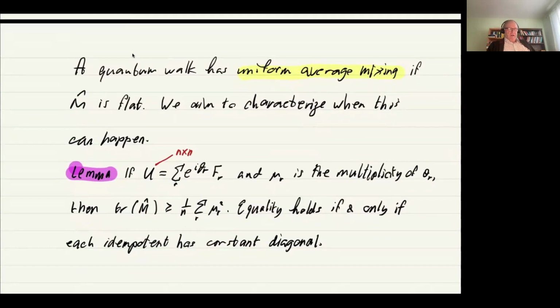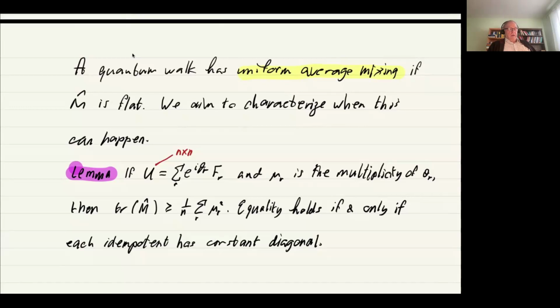One of the current exercises is to show that if U is rational, then M hat is rational. If you know a bit of Galois theory, it's not too hard. If you don't know the Galois theory, pick another problem. But it is true that if U is real, rational, then M hat is rational. And so for the arc reversal walk with the Grover coin, U is certainly rational, and so M hat will be rational in that case.